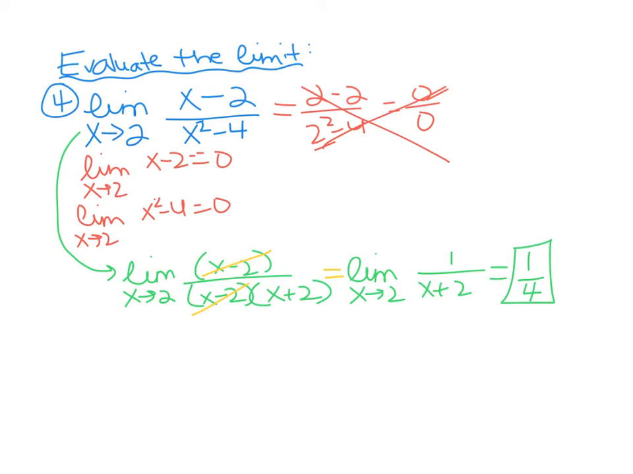If you were to look at the graph, you would find that it actually has a hole at x equals 2, but it is continuous at that value. So in this case, we used factoring. That is our first method if you get an indeterminate form. And by indeterminate form, I mean a 0 over 0.